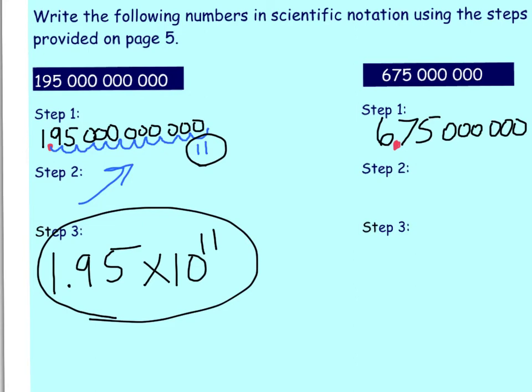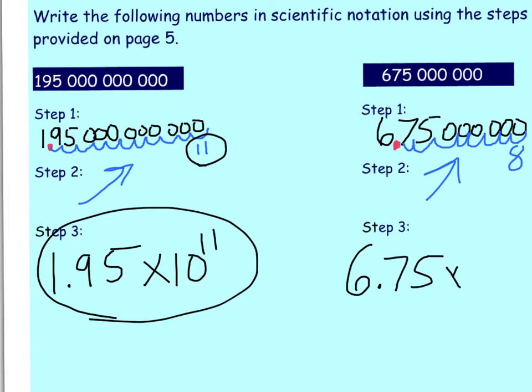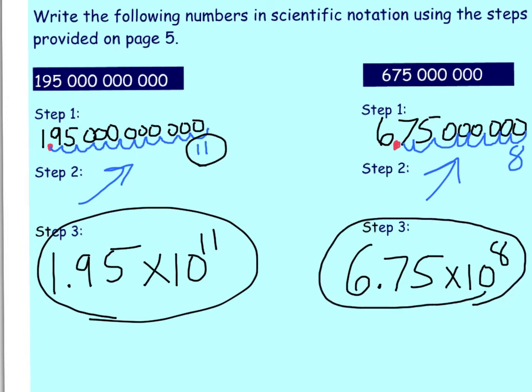Here we go. 1, 2, 3, 4, 5, 6, 7, 8. Took me 8 spots. So my new number will be 6.75 multiplied by 10 to the 8th. So same number, I shouldn't have said new number. It's the same number, I just wrote it in a different way. So they're the same number.